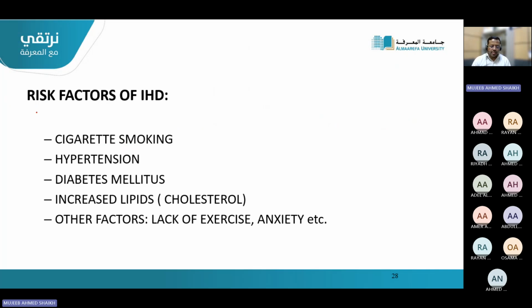What are the risk factors? Risk factors for developing ischemic heart disease are cigarette smoking, hypertension, uncontrolled blood glucose level as in diabetes mellitus, increased lipid or cholesterol, and other risk factors like lack of exercise and having more anxiety. All these are risk factors. If they are present in a person, there are likely chances that he or she will suffer from ischemic heart disease.